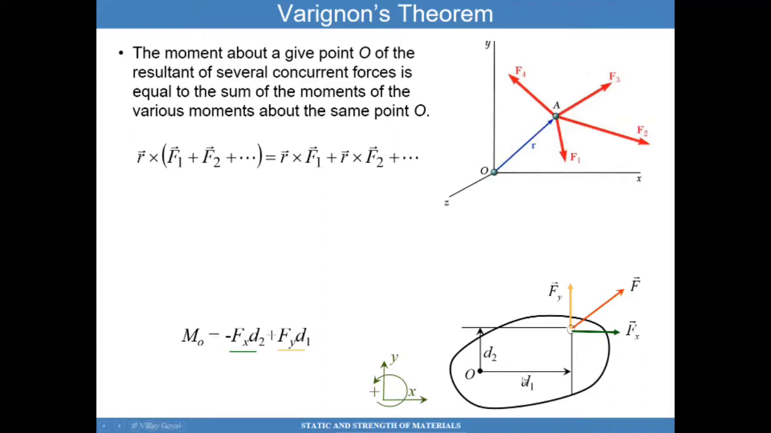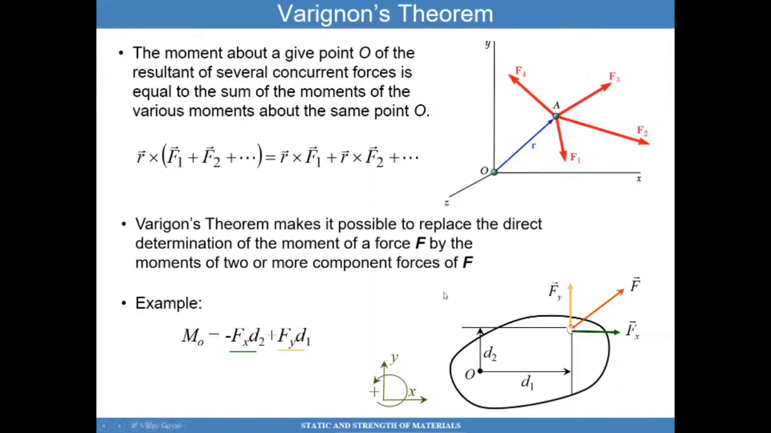Here's an example in 2 dimensions. Here's a force F, the resultant F. Say I have forces Fx and Fy. One way is to calculate Fx times d2 plus Fy times d1, and you can see the calculation here, and that will give me a moment. Or I can take the resultant of these two forces and then find the distance from O to the line of action of this force F, and that will give me the moment about O due to this force F. We call this Varignon's theorem.